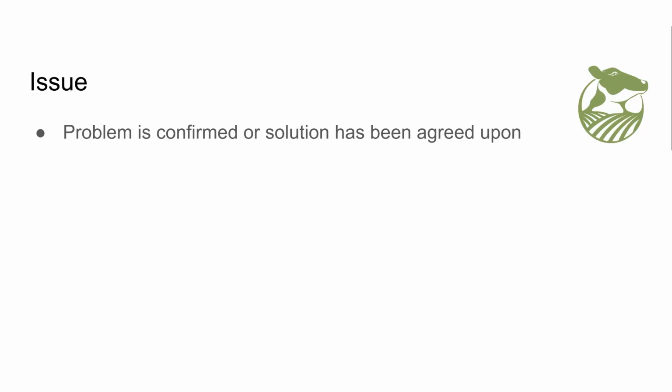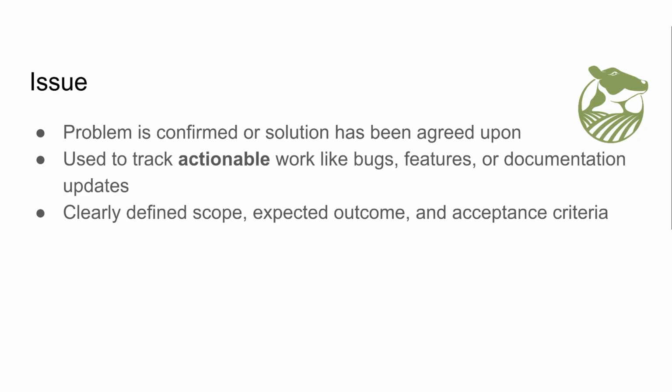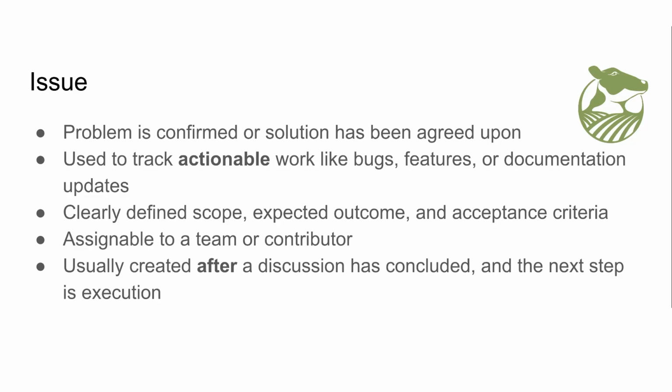Next, we have the issue. You create an issue when a problem is confirmed or a solution has been agreed upon. Issues are used to track actionable work like bugs, features, or documentation updates. They must have a clearly defined scope, expected outcome, and acceptance criteria. Because the work is defined, an issue is assignable to a team or contributor. It is usually created after a discussion has concluded, and the next step is execution. So the issue is more like the execution phase.